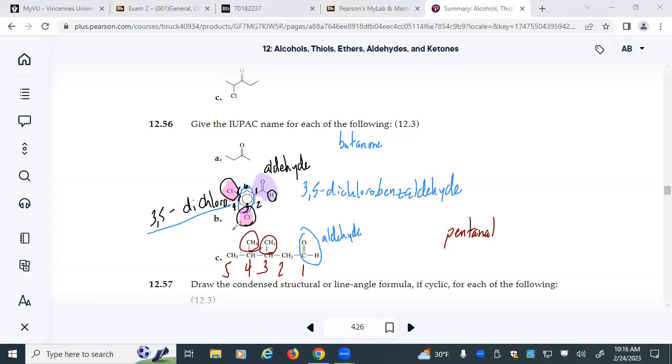Now it just becomes a matter of identifying those 2 side groups. They're both methyl. We've got 2 of them, so it's going to be dimethyl. And we can see from our numbering, we've got a 3 and a 4. So we're dealing with 3,4-dimethylpentanal.